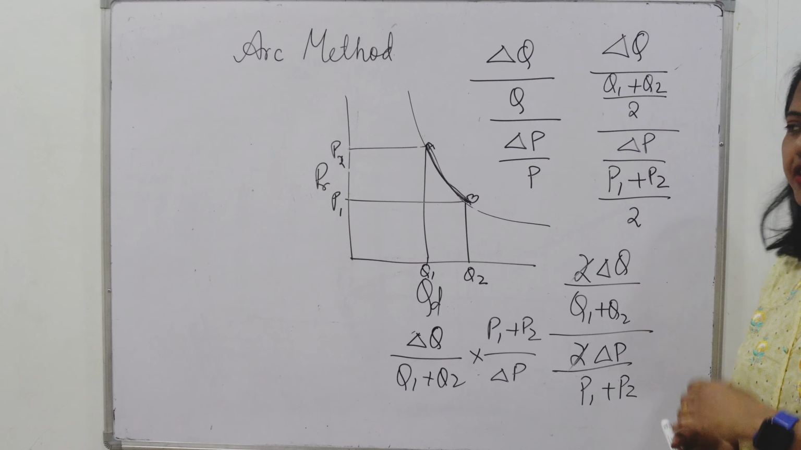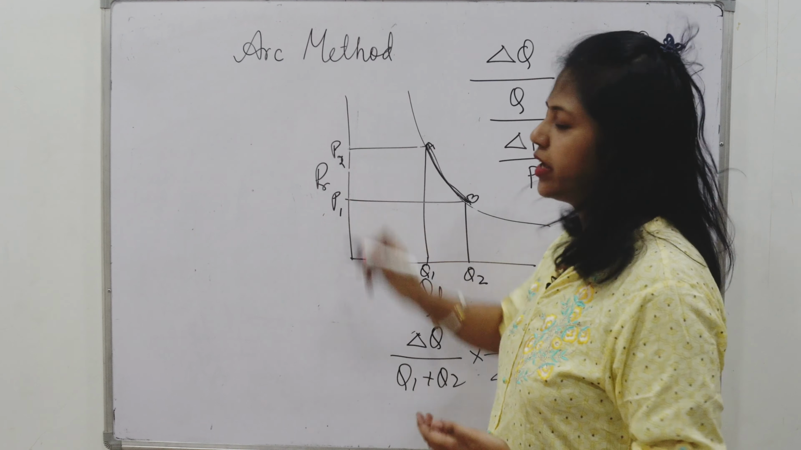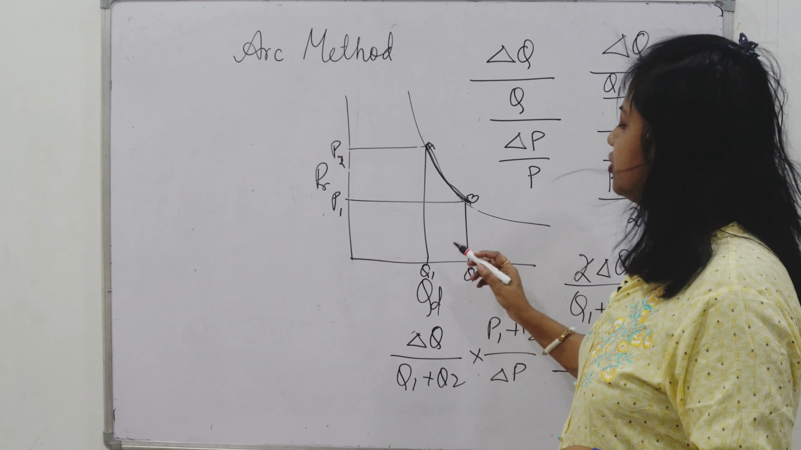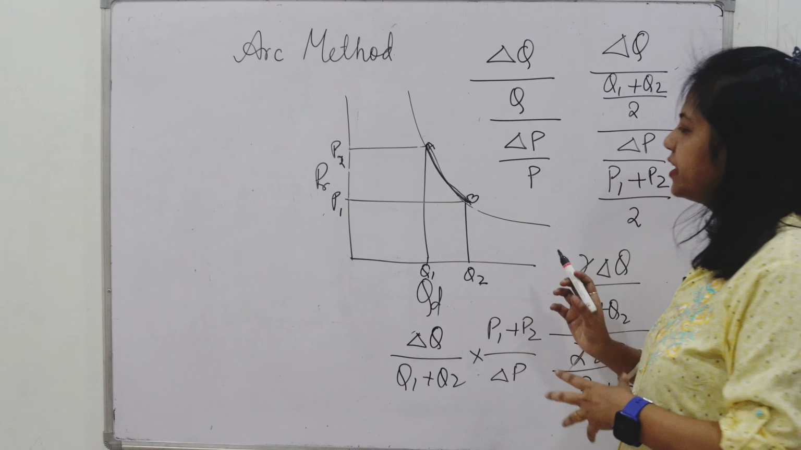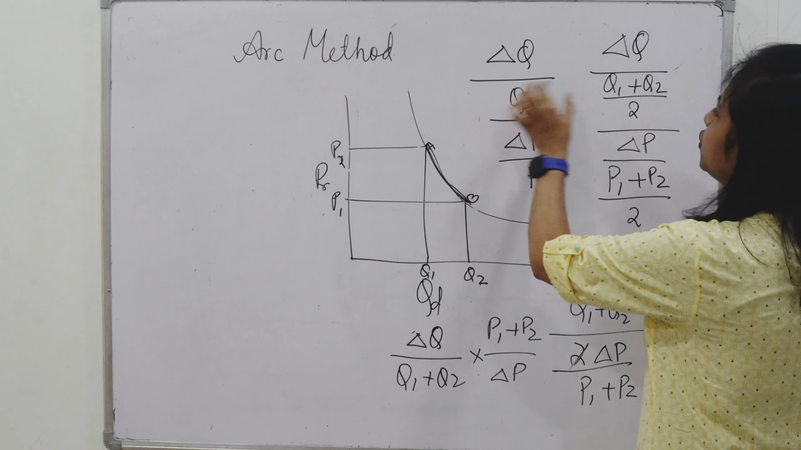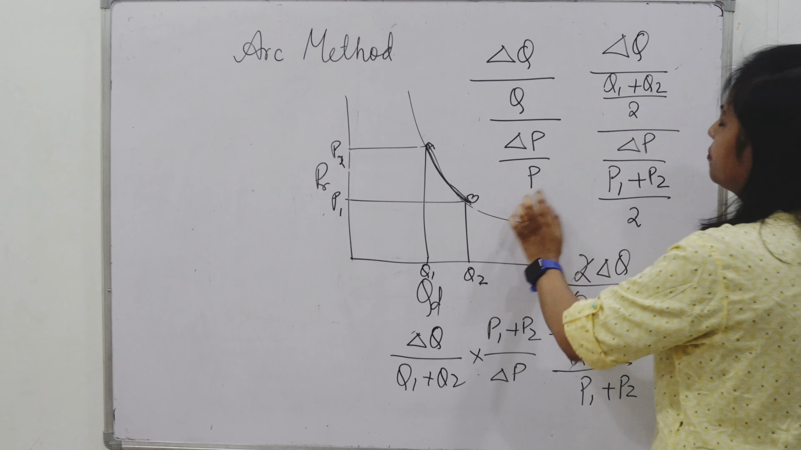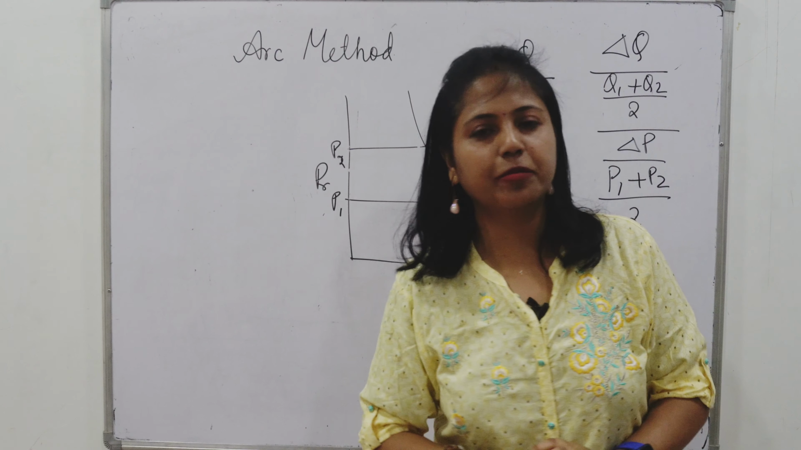So if you get a question which tells you the change in the price from 10 to 12 resulting in the change in the quantity from 100 to 90, how to find out with the help of the arc method? The only difference is that instead of Q you will take the average, instead of P you will take the average, and you will get the answer. So friends, that's all about the arc method.